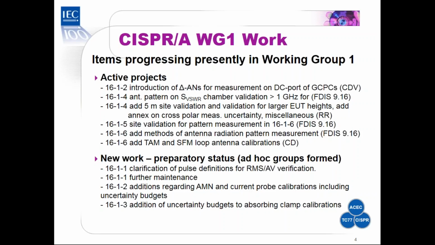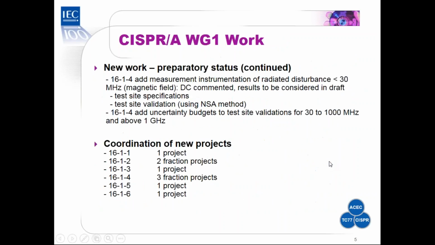There's concern with the site validation for equipment that is taller than 2 meters, because the site validation goes up to 2 meters, and it says if you test something that has part of it above 2 meters, you can't do that test. Well, obviously we don't want that, and people have been doing tests even up to large screen displays at 3 meters tall. There's maintenance work there at the bottom. There's work on artificial mains network and probe calibrations and so forth. And anytime that we introduce something new, we have to have an uncertainty budget that follows it.